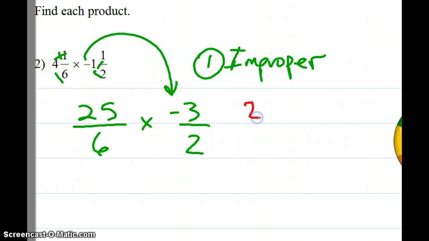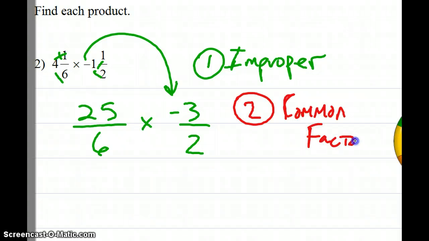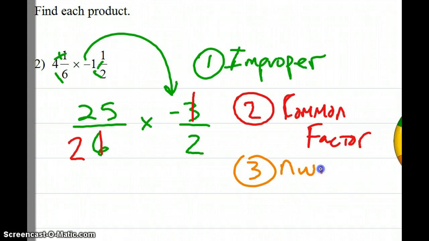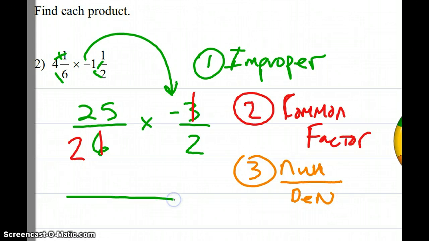The second step is to look at any common factors. Again, it doesn't really matter, but it's a common factor on the top and the bottom. It just so happens that the 3 is common on the top and the bottom. And then we'll just multiply the numerators together and multiply the denominators together. So if we do that, 25 times a negative 1 is a negative 25, and 2 times 2 is 4.